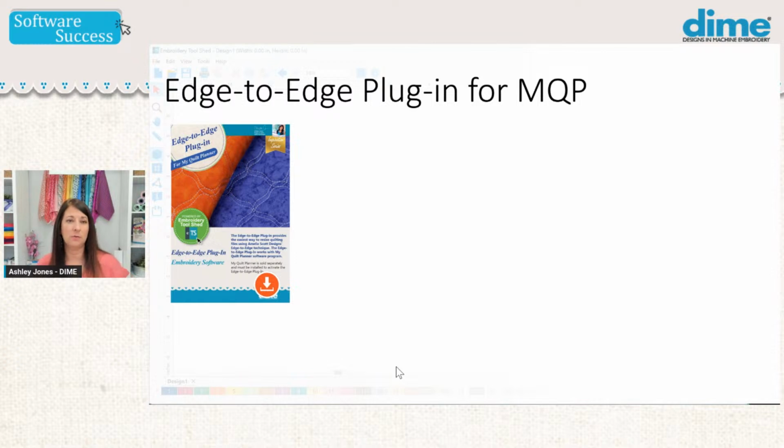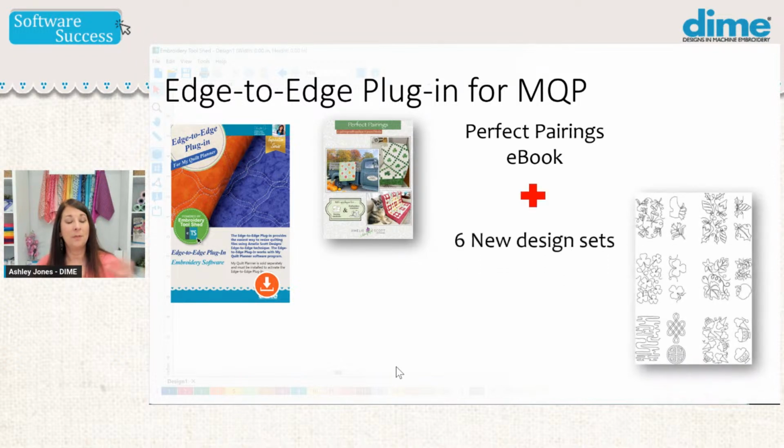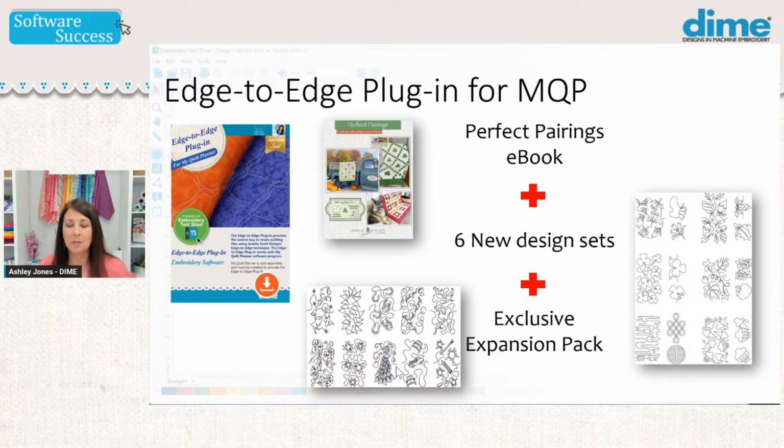Just a reminder, the edge to edge plugin does require that you own, or purchase, My Quilt Planner. But the edge to edge plugin does come with the Perfect Pairings ebook, which is quilt patterns and some appliques, and then you can quilt them with the built-in design. You get 6 built-in design sets that give you matching designs and borders, and then you also get an exclusive expansion pack that's already in the software, and that's only available through the Edge to Edge plugin. So that's all included. The designs are already in there, and the Perfect Pairings is just a nice little bonus.